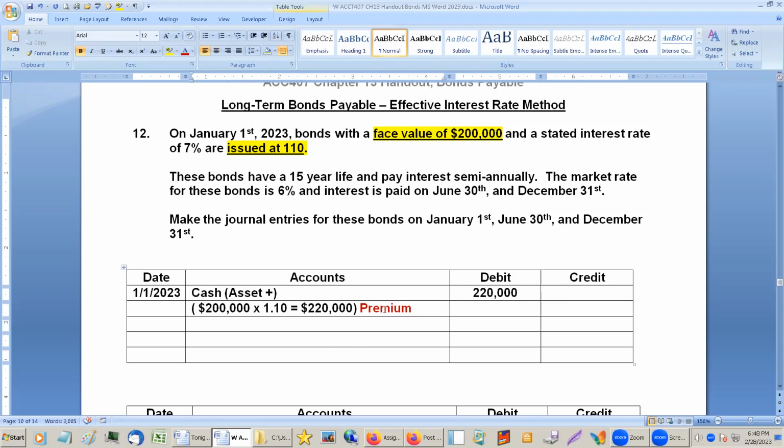Our bonds payable, which is also a liability going up, will be only for 200,000. And the difference between those will be our unamortized premium on bonds payable, but we're just going to say premium.